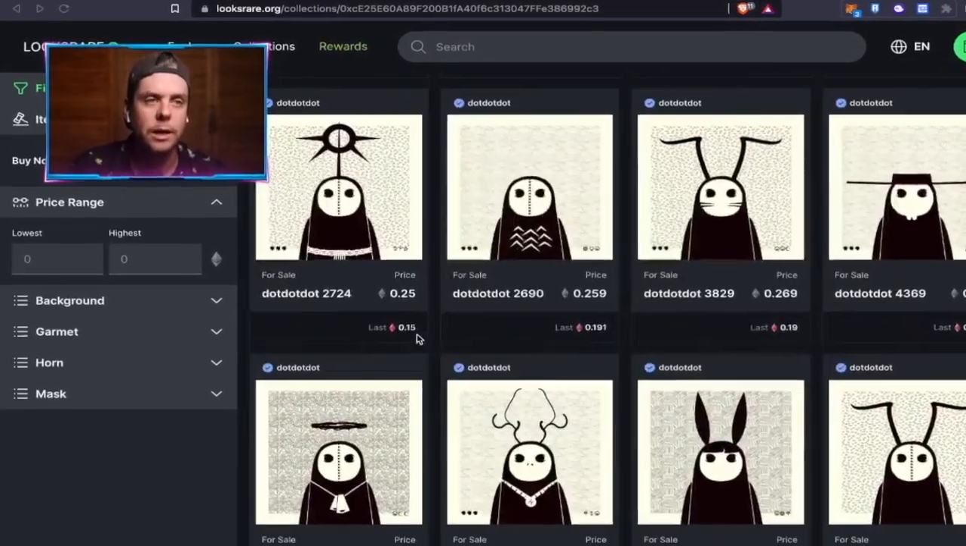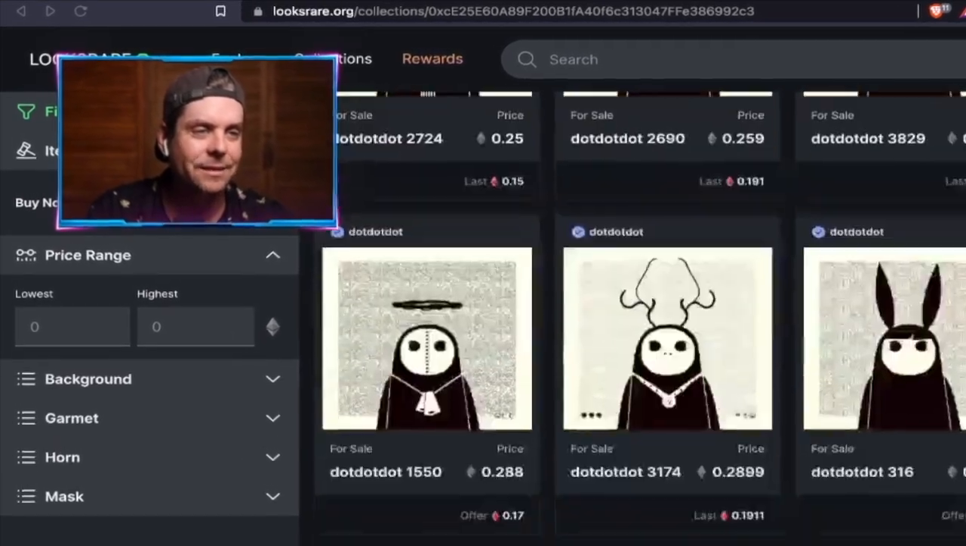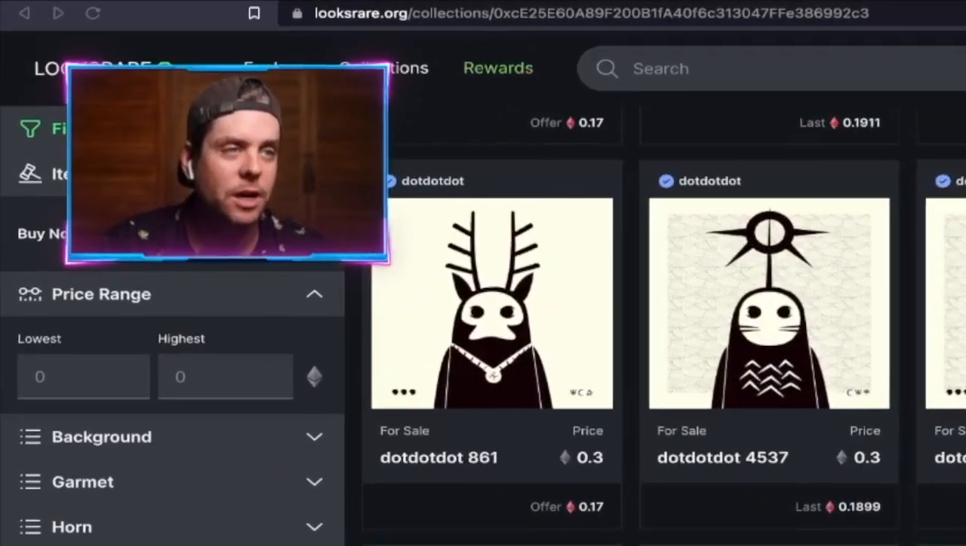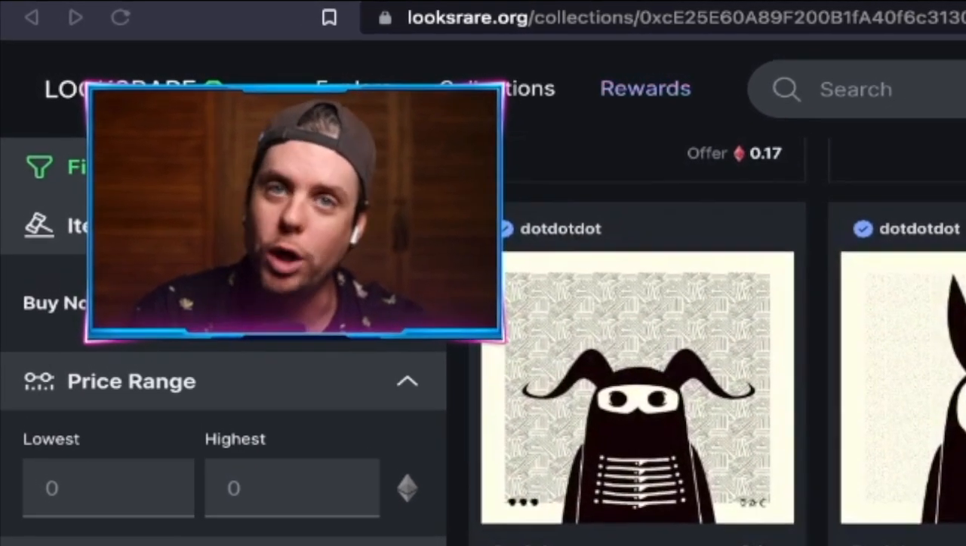Oh, what do we got here? We got a little sun thing, some nice little hat there. Oh, nice. Oh, duck-billed platypus or some shit. That's fun. All this shit looks pretty rare.